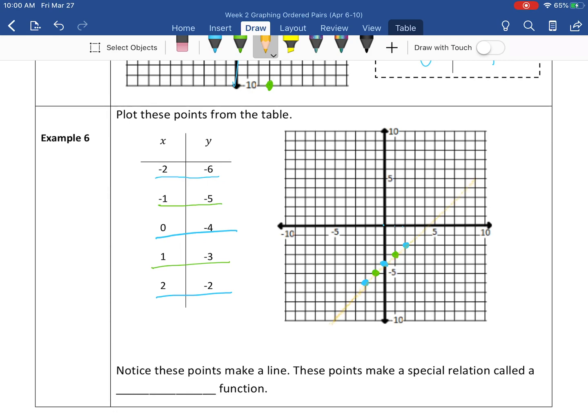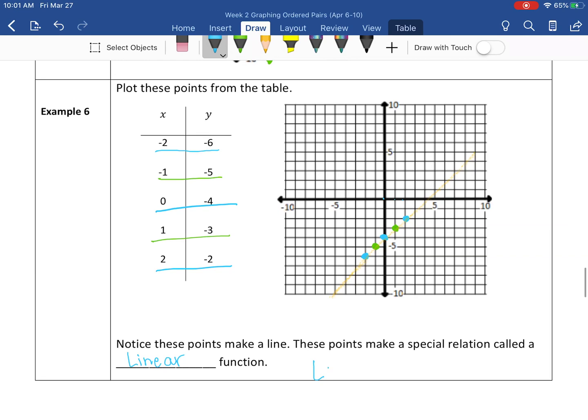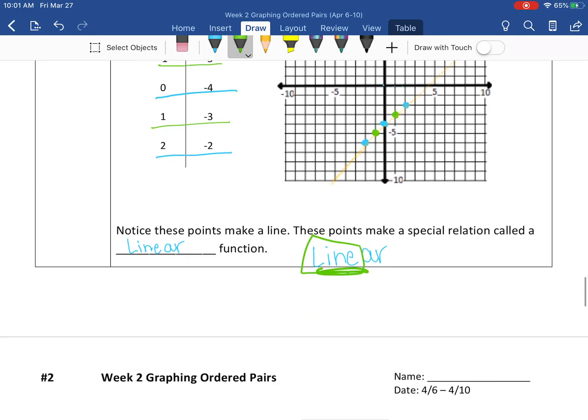We could draw a straight line right through those points. So notice that since these points make a line, these points are a special relation called a linear function. A linear function. And if you look at the word linear, notice that basically the root word is line, right? So linear function just means you have a straight line.